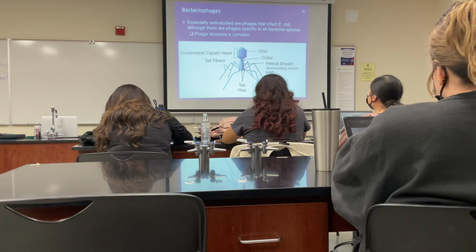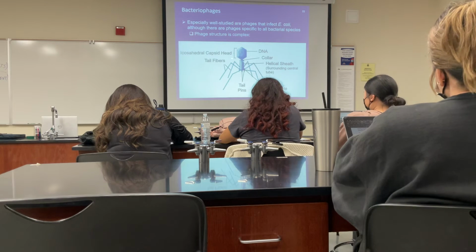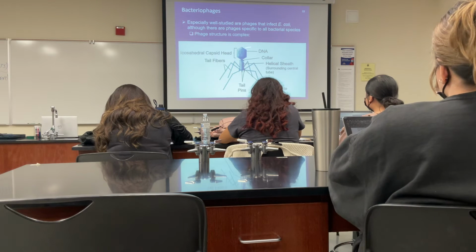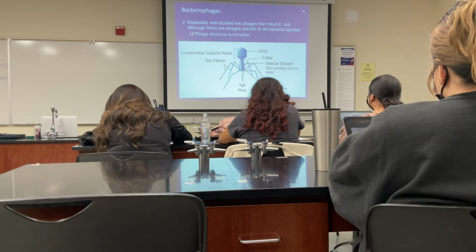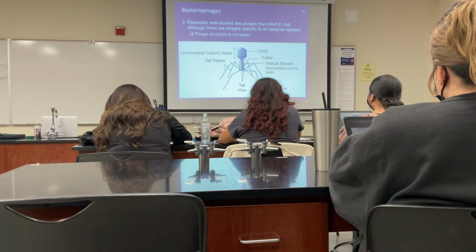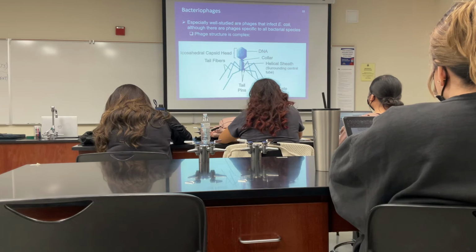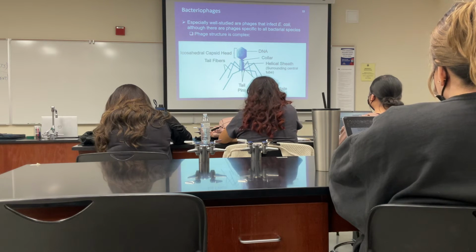So coming off of that are these unique tail fibers. When we talked about spikes with animal viruses, these are basically those spikes, but they form this cool spider-like shape. So it has DNA in the capsid, then there's a collar region, then there's this sheath, and then there are tail fibers coming off of that. And coming from this is going to be like a hypodermic needle that's going to inject the DNA into the bacterial cell.